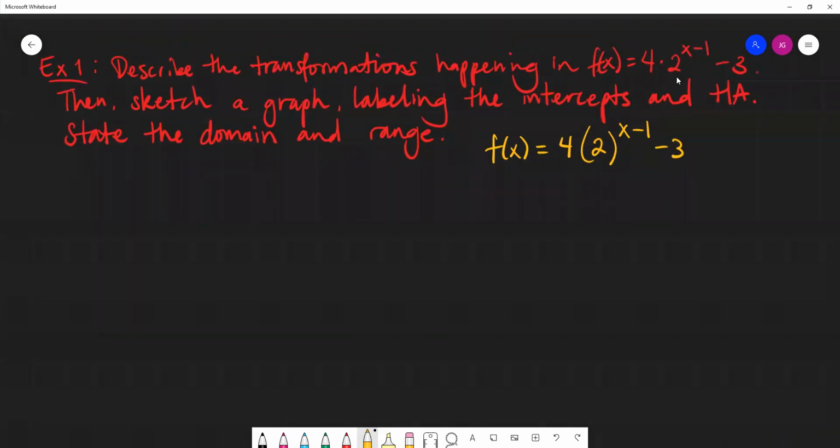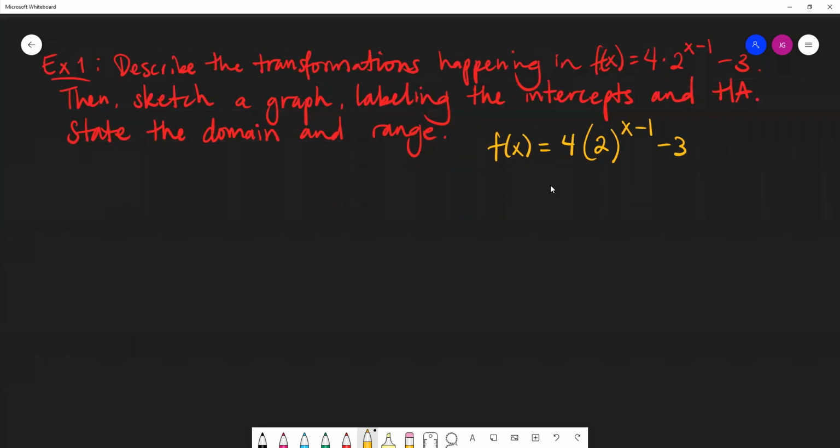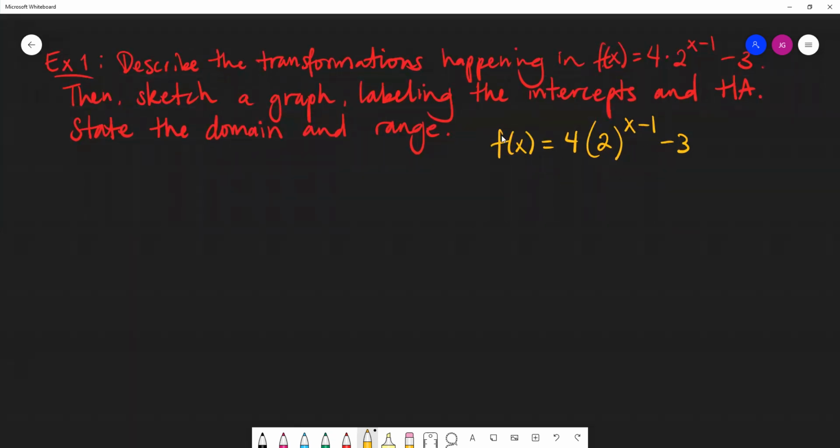Sometimes you might see, instead of this dot, the base wrapped in parentheses, because now you see that the exponent x minus 1 is only applying to the 2, not to anything else. This is the way I personally prefer to write it, but sometimes in a textbook, or later on, you might see it with the 4 times. They're both the same.